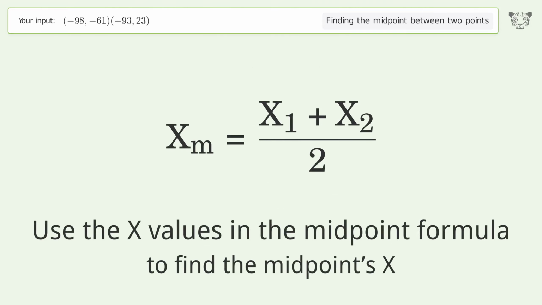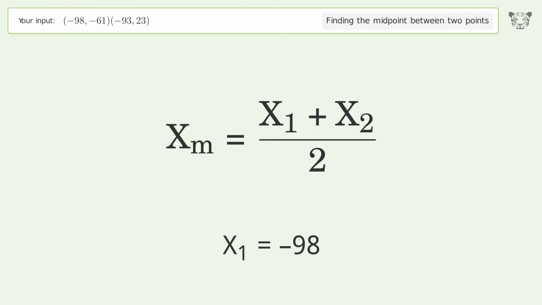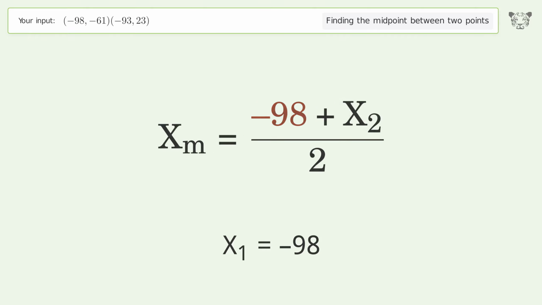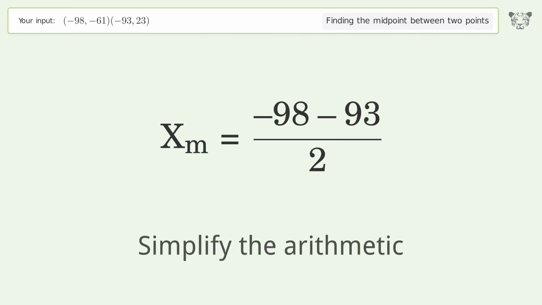Use the x values in the midpoint formula to find the midpoint's x. x1 equals -98. x2 equals -93. Simplify the arithmetic.